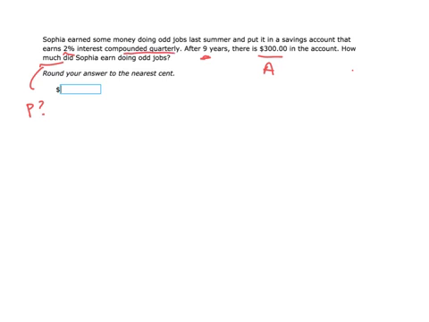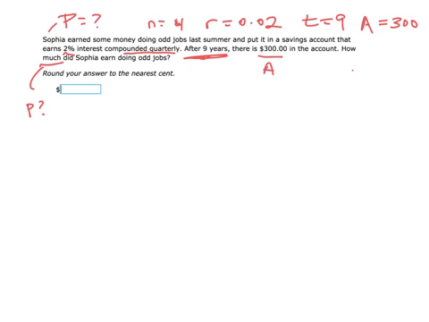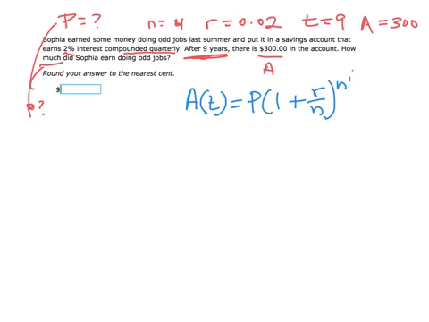We've got the compounding arrangement, which is quarterly. N is 4. R is 0.02. And we know that T was 9 because it was 9 years. We actually do know what A is, it's 300. So what we don't know is P. So let's set this up. If I use my formula, the final amount of an investment as a function of time is the principal times 1 plus the rate over the number of times per year the compounding takes place, all raised to the product of n and t.